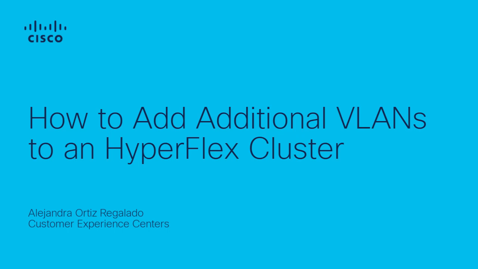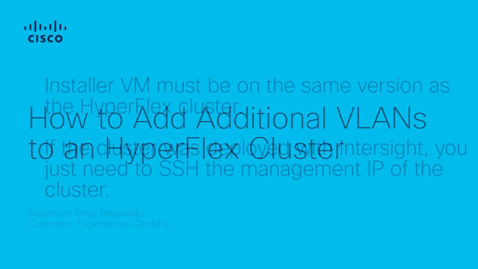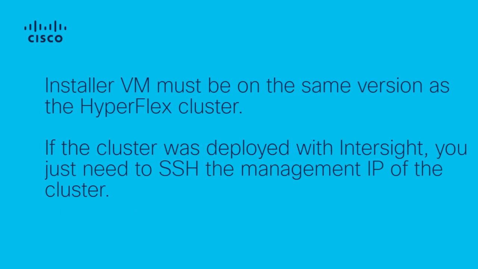In this video, we will see the process of how to add additional VLANs to an existing HyperFlex cluster using the installer VM. First of all, make sure that the installer VM is in the same version as your HyperFlex cluster. In case you have deployed the HX cluster with Intersight, you'll be able to perform the steps by doing SSH to the CMIP of the cluster.